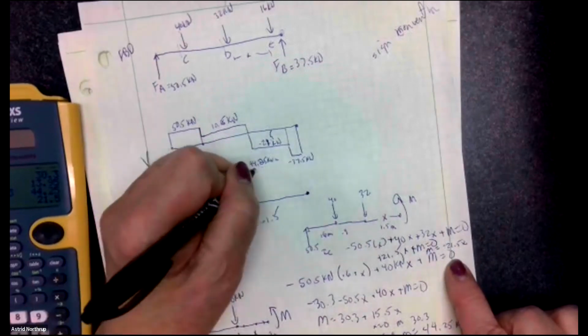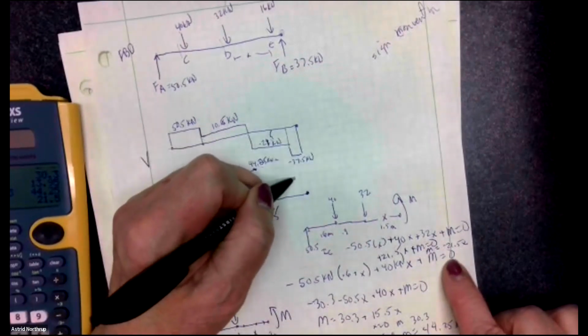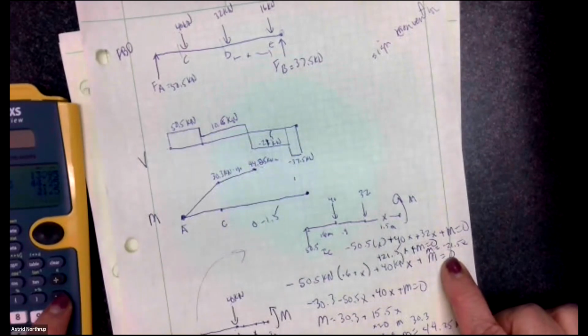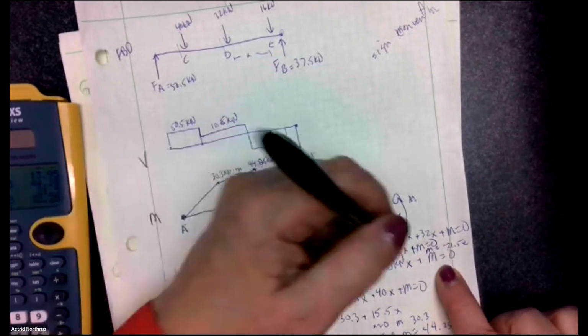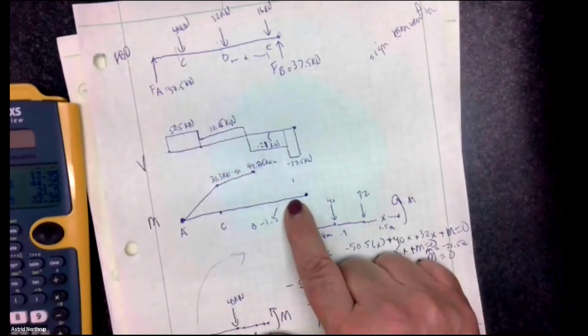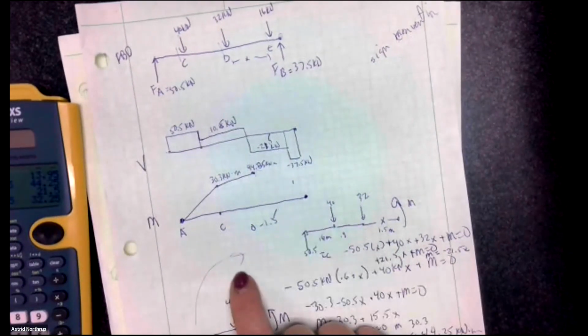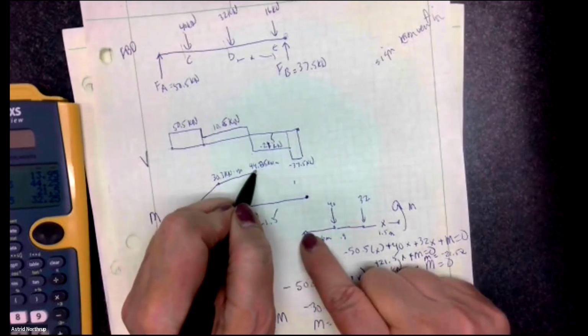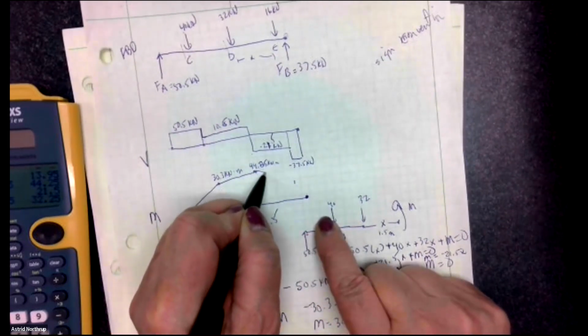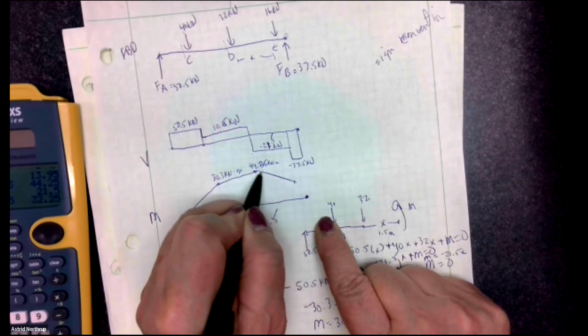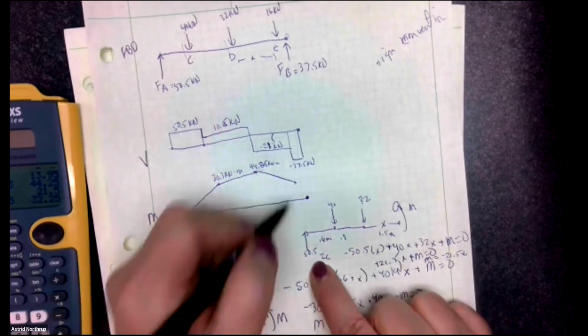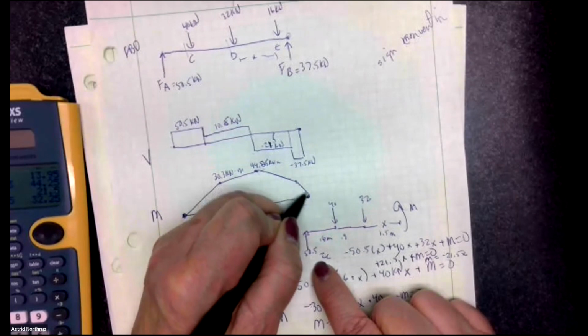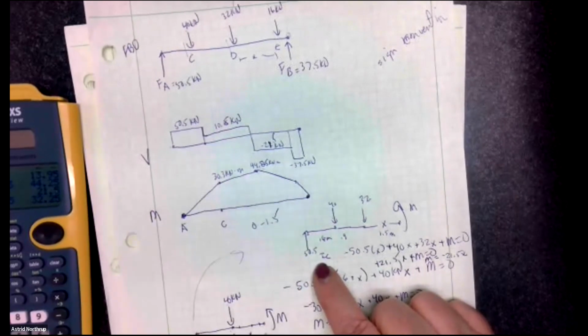So at 0, we're going to be right here. When we're at 1.5, it's going to decrease by 1.5 times 21.5, which is 32.25. So it looks like that. Okay, and then finally, it's just going to go from here to here. So you see how that works?